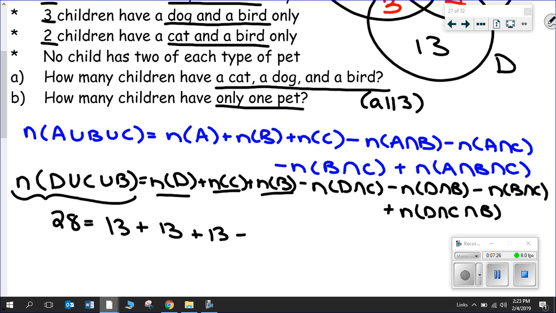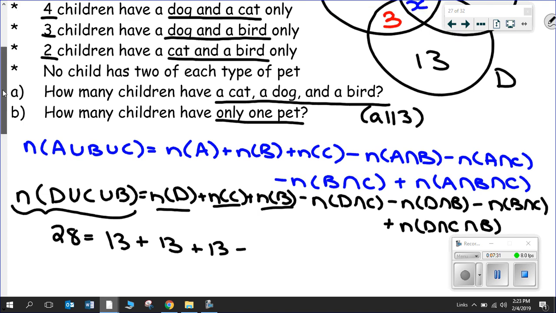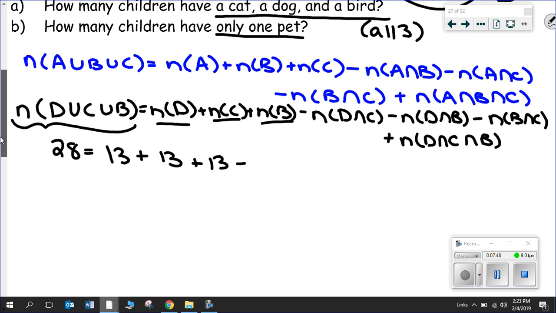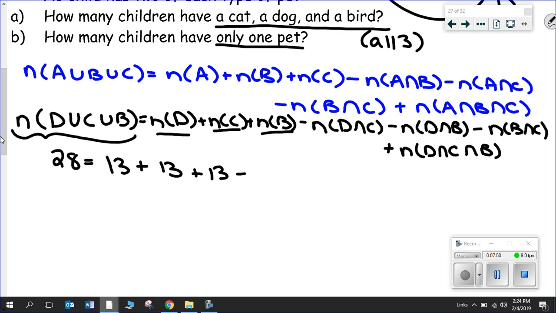Now I subtract off the number that have a dog and a cat. So if I go back up to my picture, my dog and cat intersection is this one right here. There's 4 that have it only, plus X amount that have all 3. I need to subtract that in total intersection. So I got to subtract off the 4 plus the X.